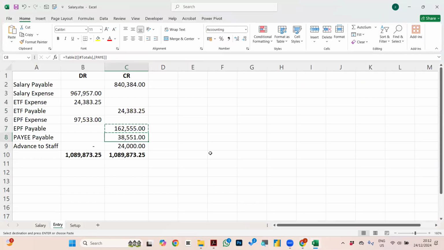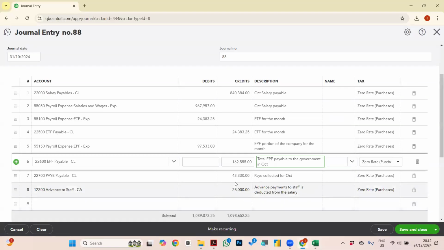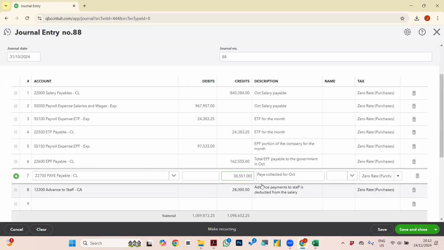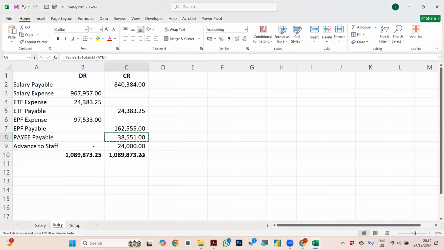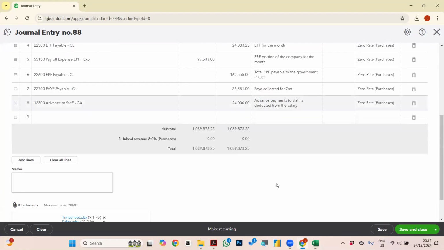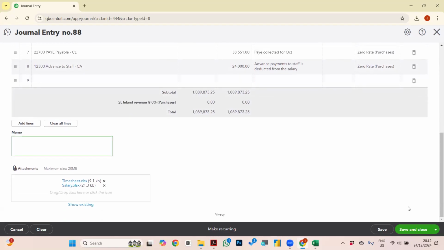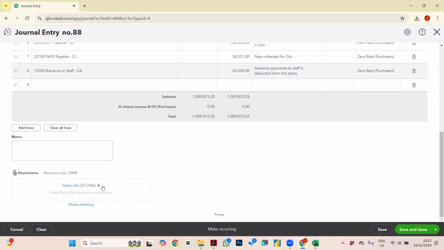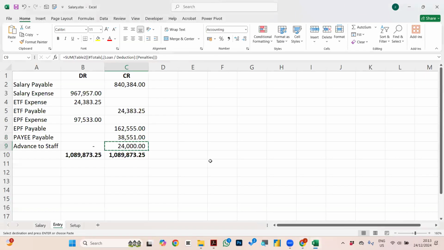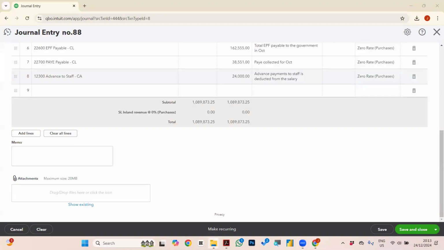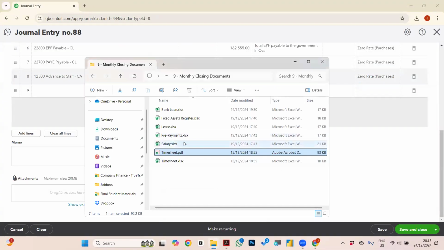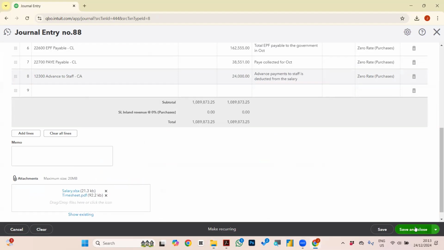Okay. PAYE tax we have deducted. Then we are going to pay. Yeah. So we have here advanced staff that also we have deducted. So now you see here, this is the total amount we're going to pay them. So I'm going to take off these details. This is the previous month. So I'm going to save this, close it. So timesheet and salary, I'm going to update here. Save and close. Done.